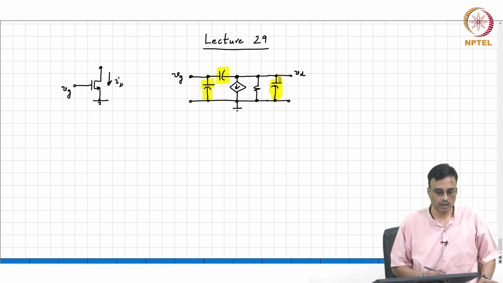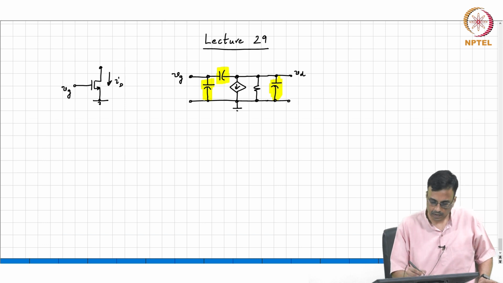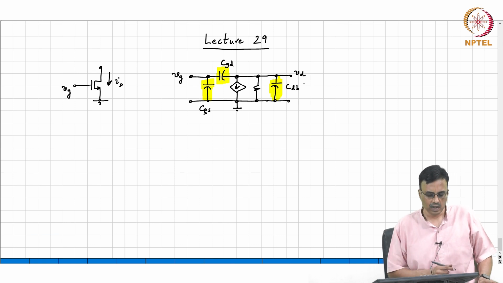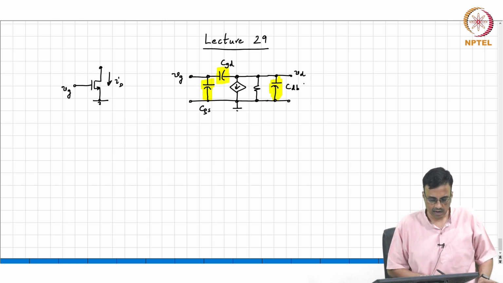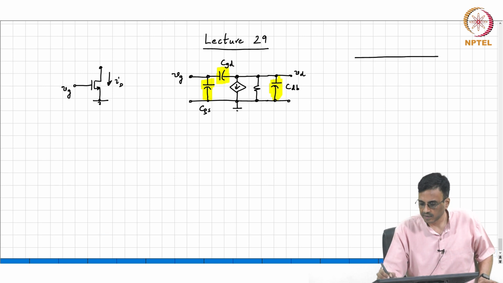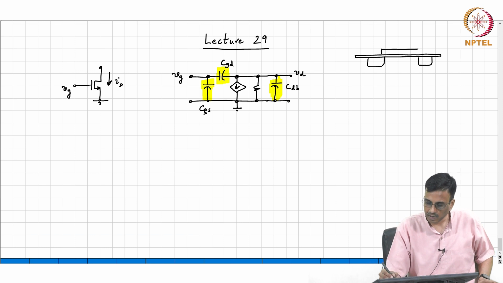And so this is CGS, this is CGD, and this is CD, I'm going to call it CDB. It turns out, as you all know, that how the MOSFET is made, the N MOSFET for instance, is that you have some oxide, and that is the source, that is the drain, and that is the gate.